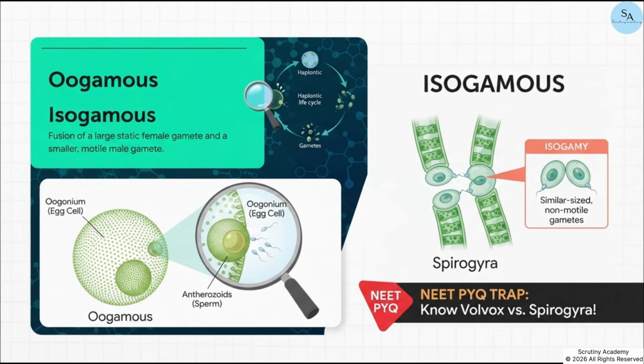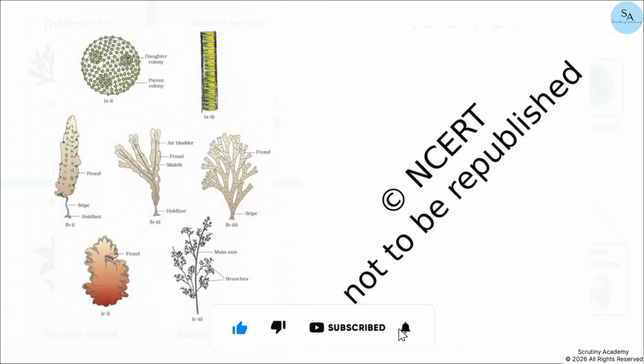The difference between Volvox, which is oogamous, and Spirogyra, which is isogamous, is a guaranteed trap question on exam day. Watch out for it. And just look at how brilliant these structures actually are. Seriously, visually lock these forms into your brain.